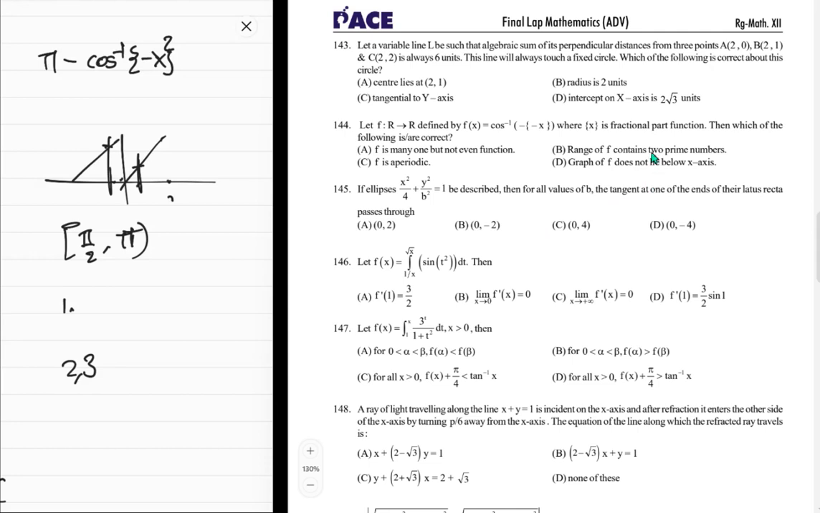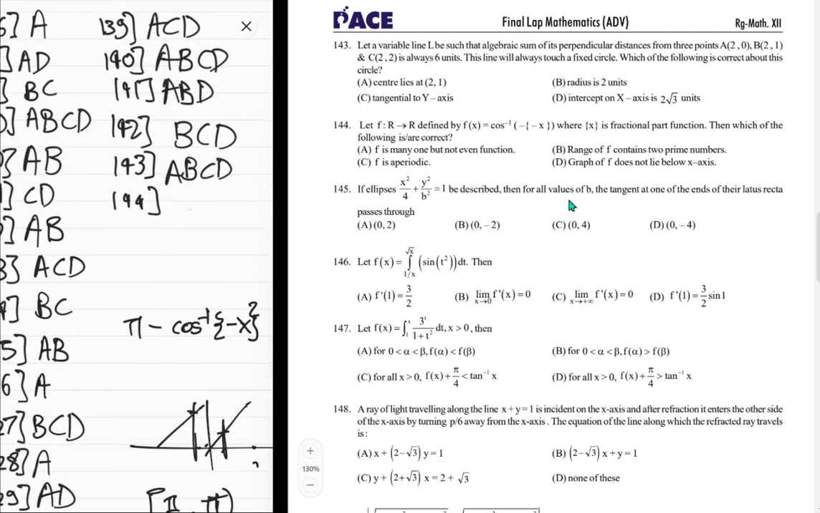So D is correct, A is correct. F is aperiodic? No, it is periodic. Graph of f does not lie below the x-axis. Yes, of course, it's cosine inverse, it's always positive. So what are you talking about? So D works, C doesn't work, B works, and A works. So A, B, D. Let's go for 145.